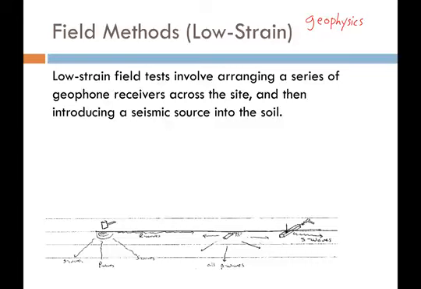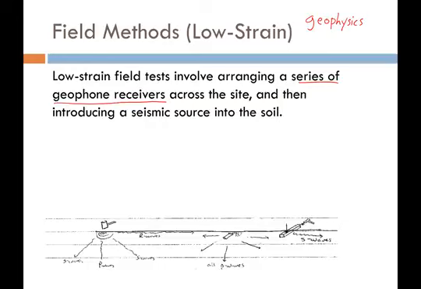So when we talk about low strain field testing or low strain geophysical testing, typically what we're going to do is arrange a series of geophone receivers across the site. A geophone is a velocimeter. I know that sounds like a dinosaur, but think of an accelerometer that measures velocity. We're going to lay these geophones across the site, and then we're going to introduce some sort of seismic source into the soil.